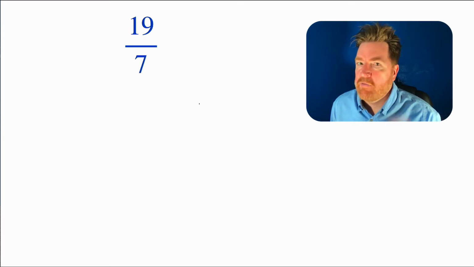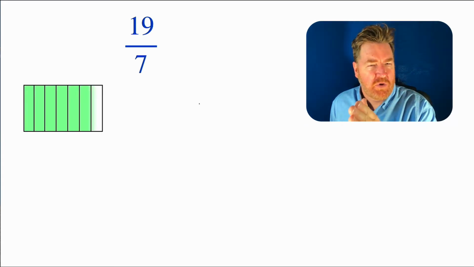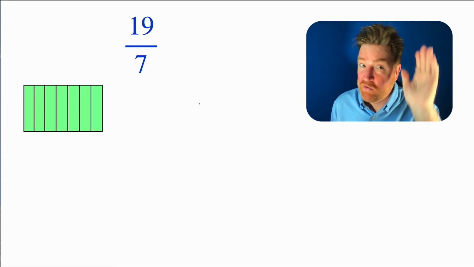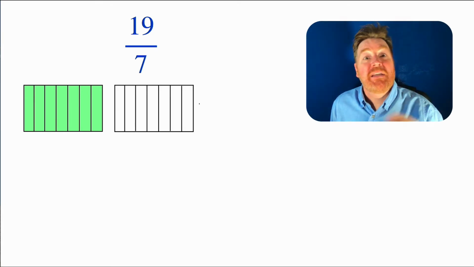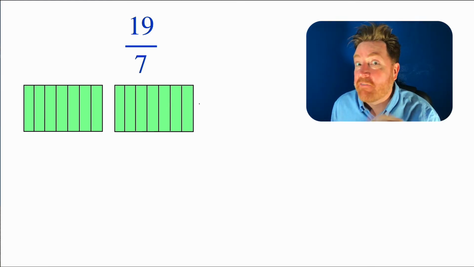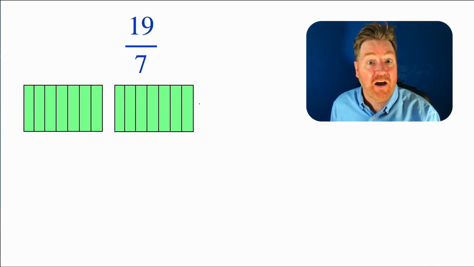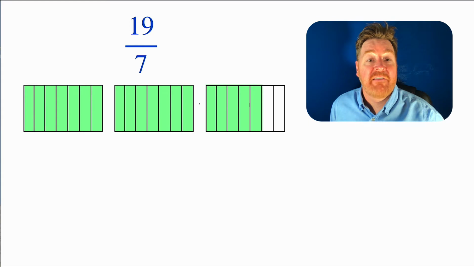19/7. Okay, using the bars. 7 equal pieces. I guess we'll keep all those. So we got 7/7. Ooh, we need a lot more. So let's get another bar. Divide it up into 7 equal pieces, and we'll keep that. So let's see, we got 7/7. 7 more 7, so it's 14/7. We need 5 more, don't we? 5 more. Let's get a bar, 7 equal pieces, and keep 5 more.